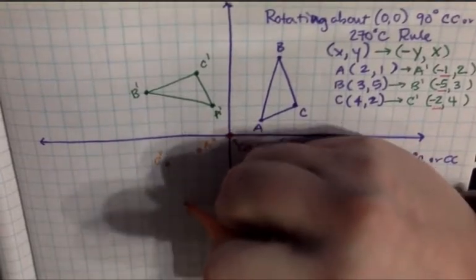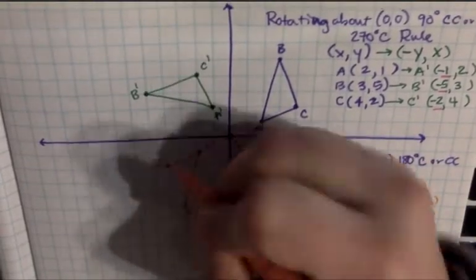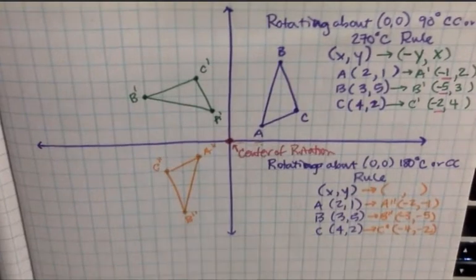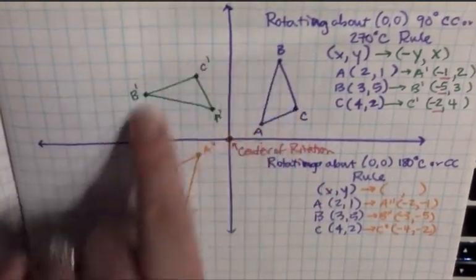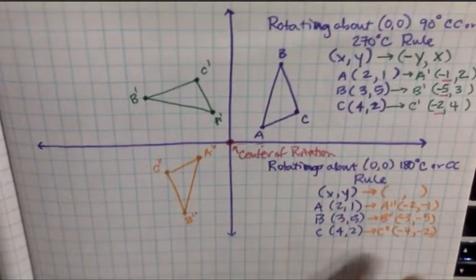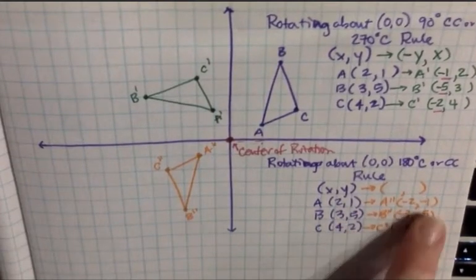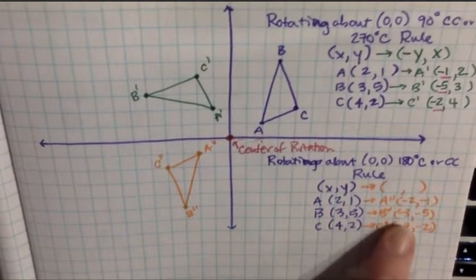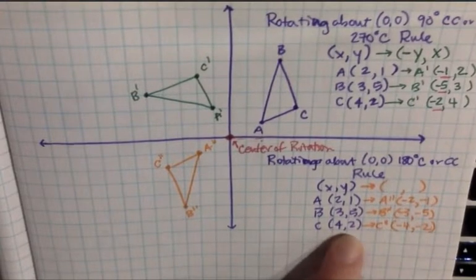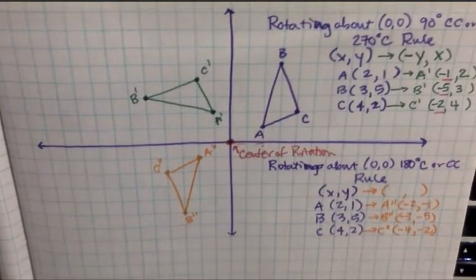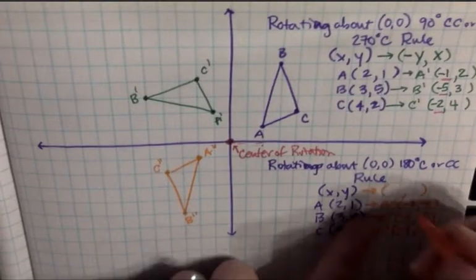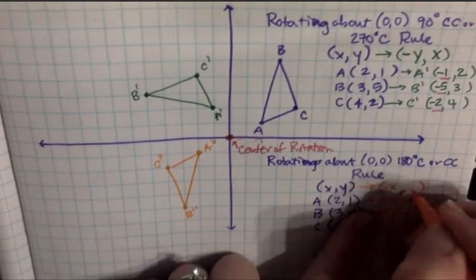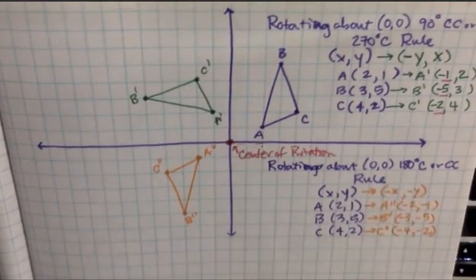And so I can now connect those dots so I can see them all come to fruition, and I can now see that this triangle has rotated over here. So if I look at these coordinate pairs, 2, 1 became -2, -1. 3, 5 became -3, -5. 4, 2 became -4, -2. So our x and y's both just became opposite of what they were.